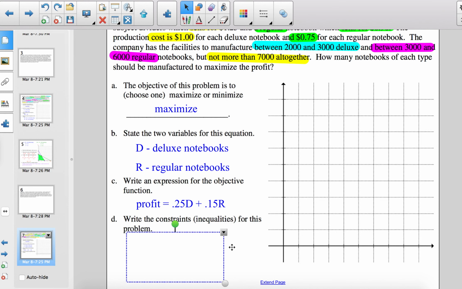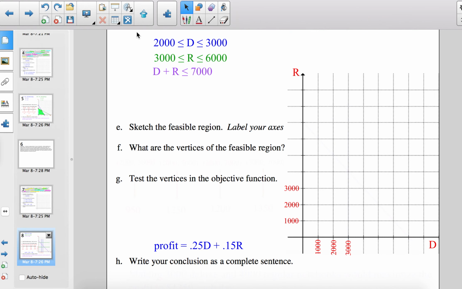Well, my equations are not going to show up. Okay, they're on the next page though, so let me show you. There. Okay, so D was between 2,000 and 3,000. My R was between 3,000 and 6,000. But together, meaning plus, I can't have any more than 7,000. So those are my 3 constraints, my inequalities.